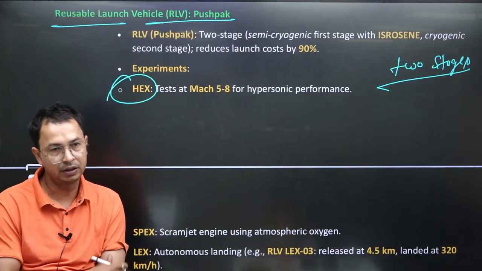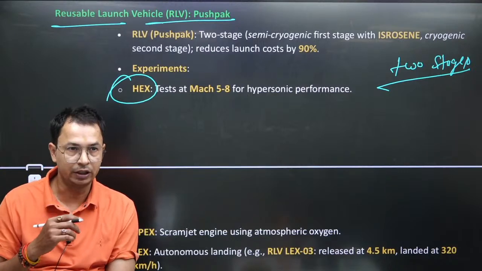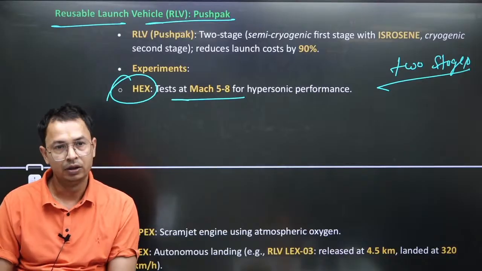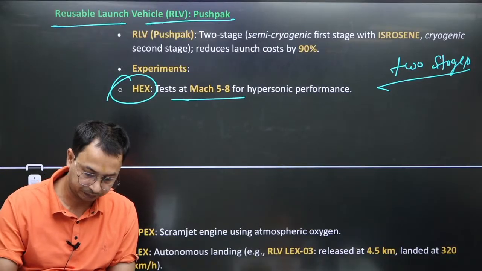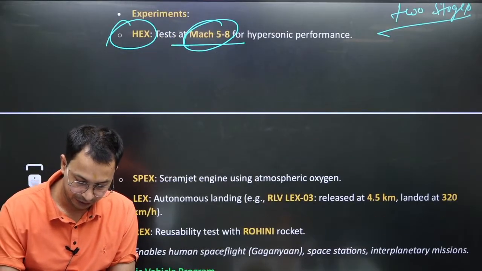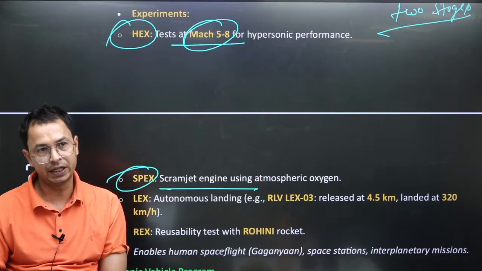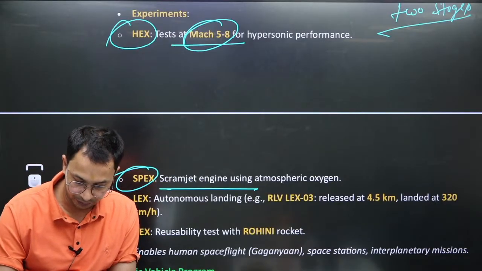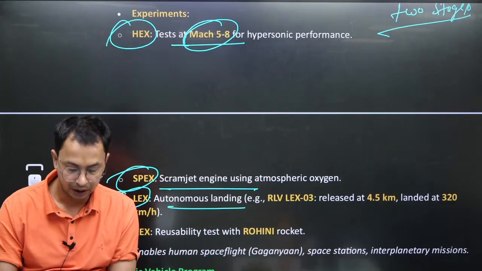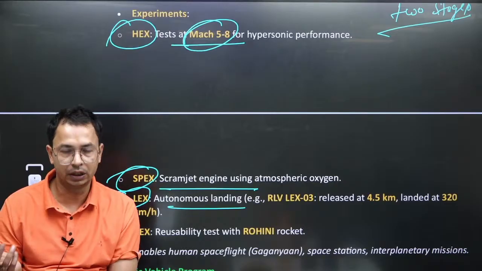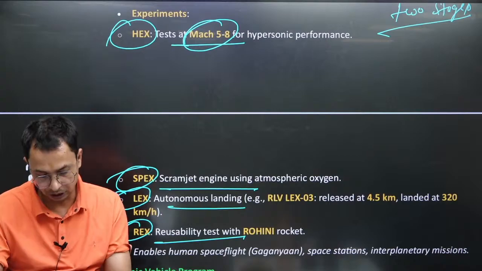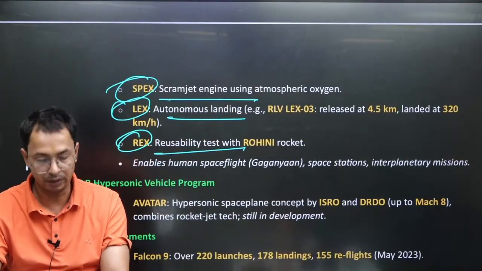First is HEX. The HEX, that is the hypersonic speed test experiment. For that we will use the hypersonic engine, and the speed reached more than 5 to 8 Mach. Then we have SPEX, that is the scramjet engine. We tested the scramjet engine. Then we have LEX, landing experiment. It means the automatic landing. Landing भी तो होनी चाहिए, तभी तो वो recover हो पाएगा. Then REX, reusable test experiment. All the experiments are being performed by ISRO.